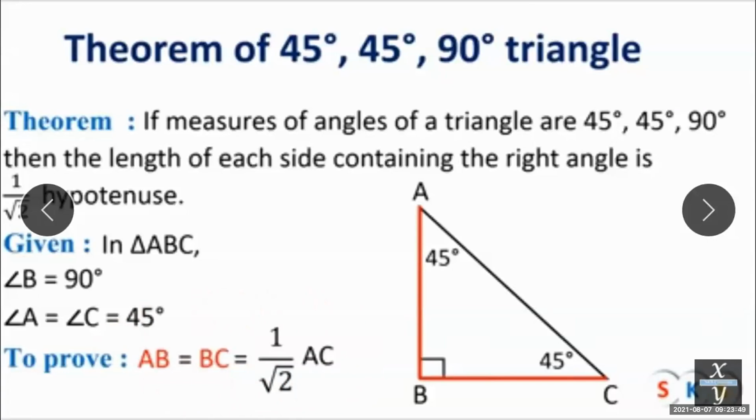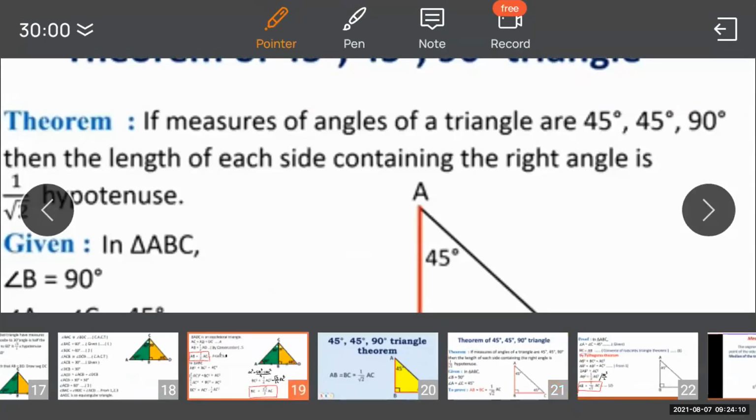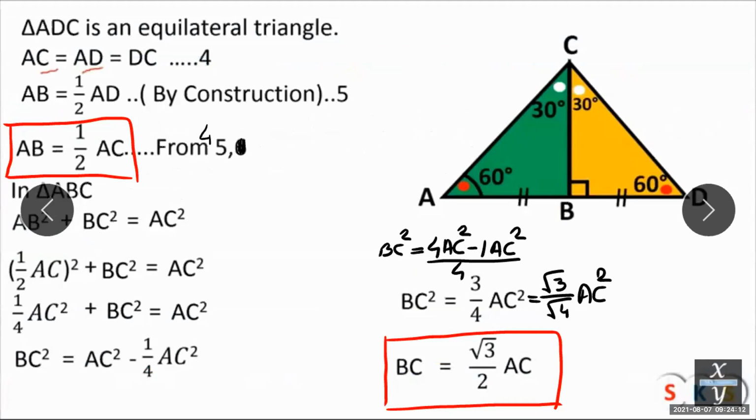You just have to remember this formula, which will be very helpful to you for this year and next year also. Side opposite to 45 degrees is 1 by root 2 of the hypotenuse. Side opposite to 30 degrees is 1 by 2, half of the hypotenuse. And side opposite to 60 degrees is root 3 by 2 of the hypotenuse.